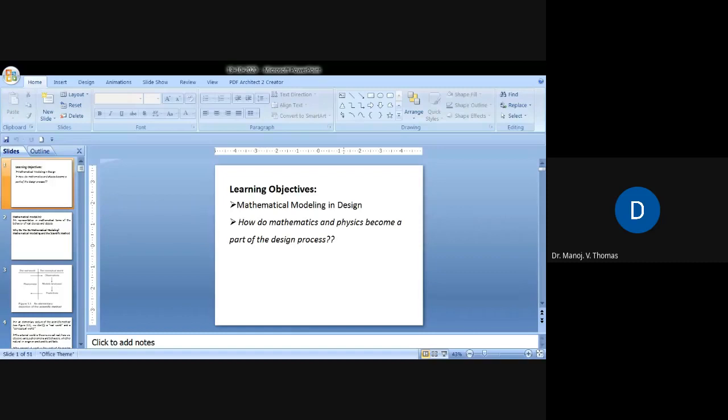So today we will see mathematical modeling in design. The learning objective today is how mathematical modeling can be used in the design process, or how mathematics and physics become a part of the design process. So that is the learning objective.